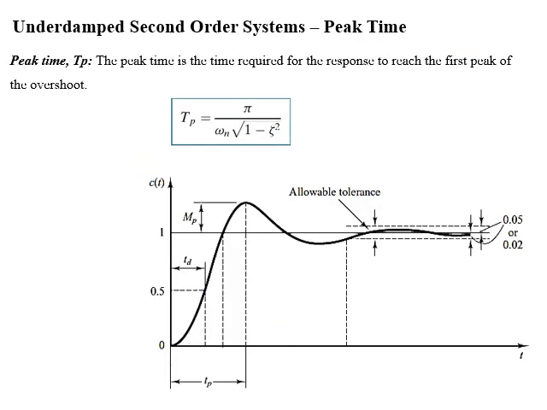Dear students, now we will start with peak time. Peak time is the time required for the response to reach the first peak of the overshoot. Students, if you look at the graph, peak time indicates the time at which response has maximum value. Mathematical form is given here.